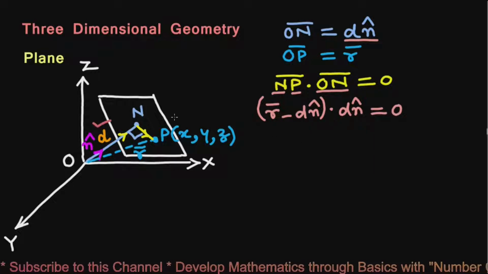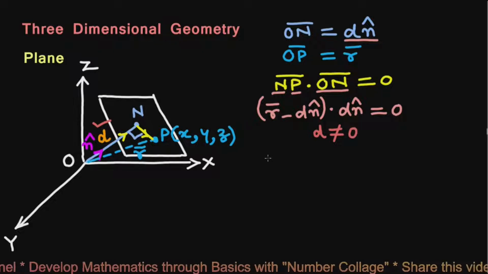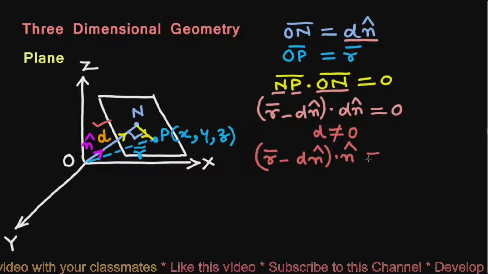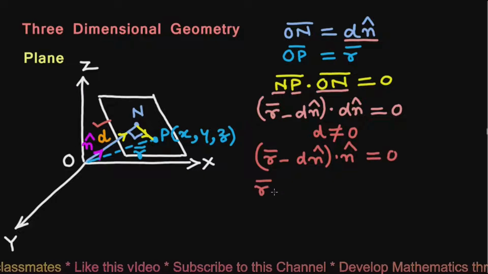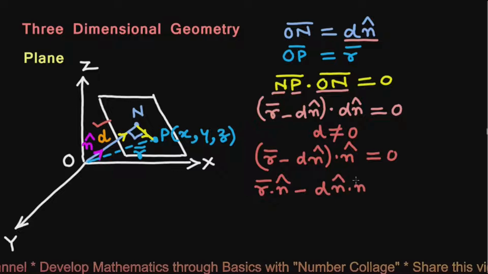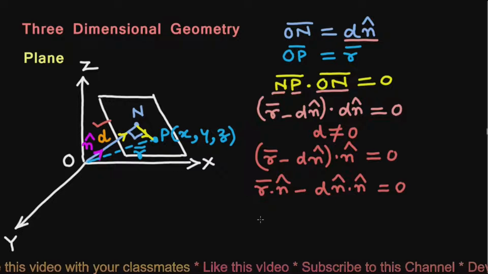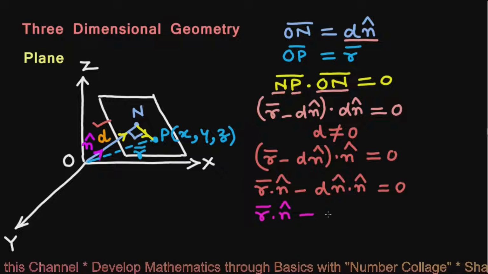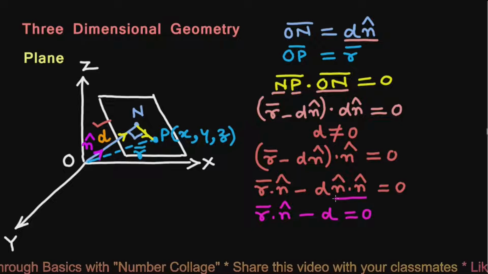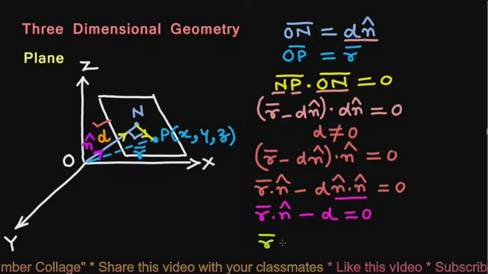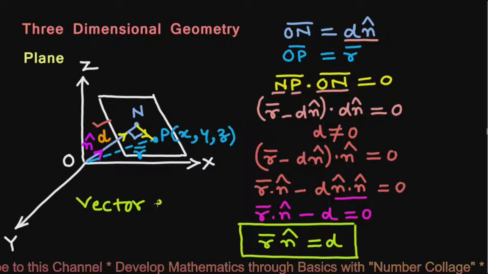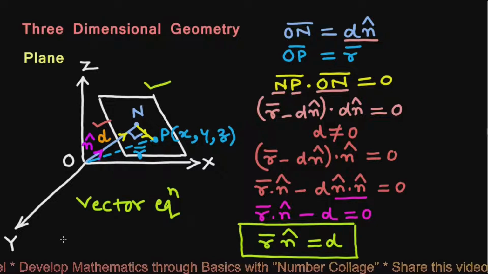Since distance d is non-zero, we write (r bar minus d n cap) dot n cap equals 0. That will be r bar dot n cap minus d n cap dot n cap equals 0. That will be r bar dot n cap minus d equals 0 because n cap dot n cap is 1. Therefore, r bar dot n cap will be d, and this is known as the vector equation of this plane in the normal form.